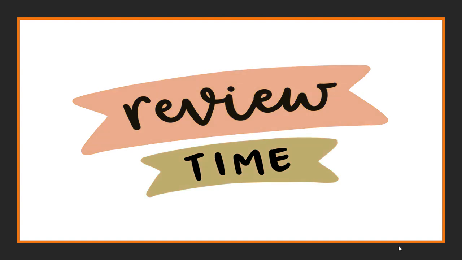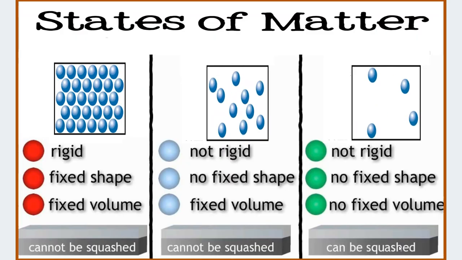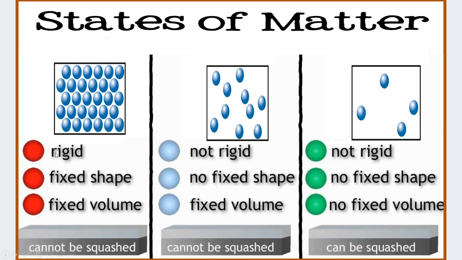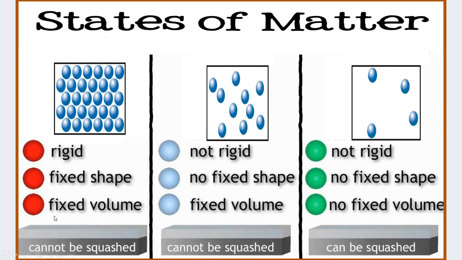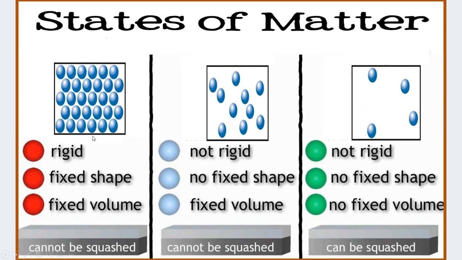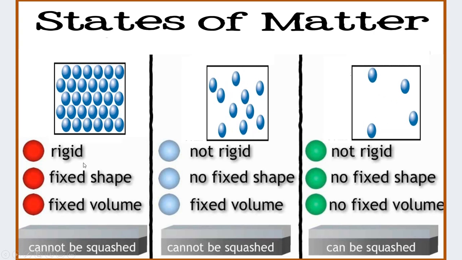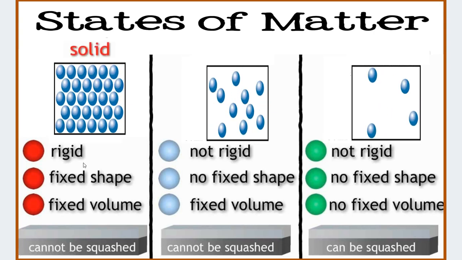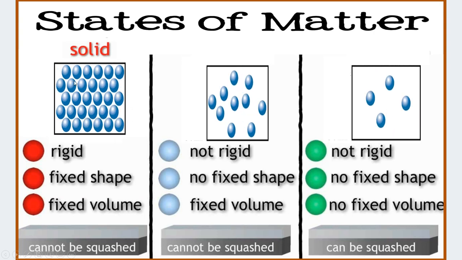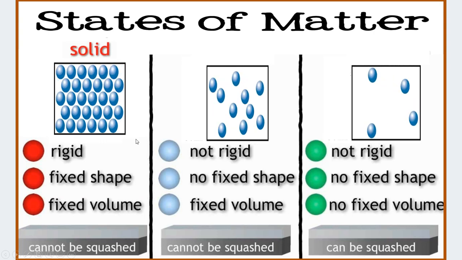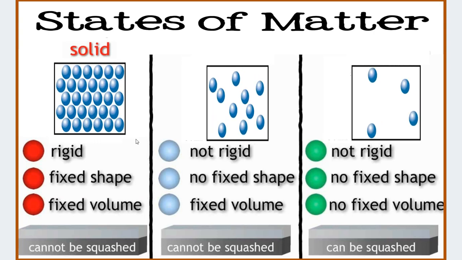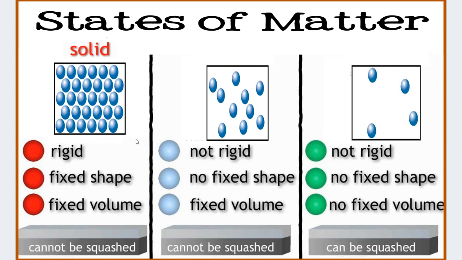Let's review, and I repeat, this is some things you should already know because we discussed it in class. We have states of matter. Now, if it is rigid, has a fixed shape, and a fixed volume, what state of matter is that if you can't squash it? That is your solid. This is what your molecules look like. Remember, they're very rigid. They're very close together.